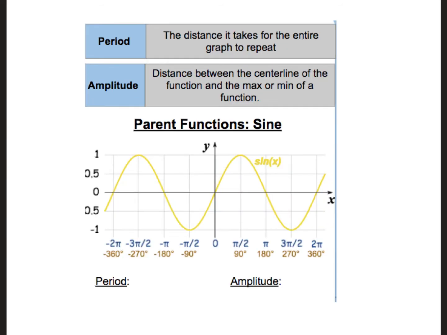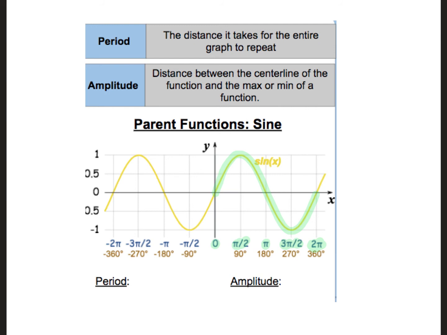So my first parent function is sine. Now generally when you talk about the graph of sine, we are mostly concerned with this area here from 0 all the way to 2 pi. Notice that my numbers down here are in radians. They give you those values in degrees too, but generally you will use radians across your x-axis. Along your y-axis you have 1, 1/2, 0, -1/2, and -1.